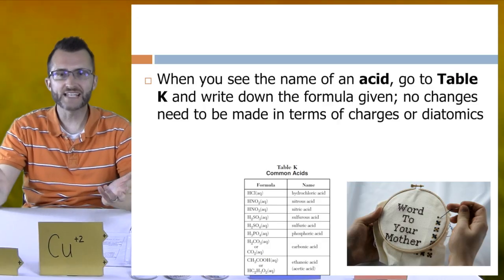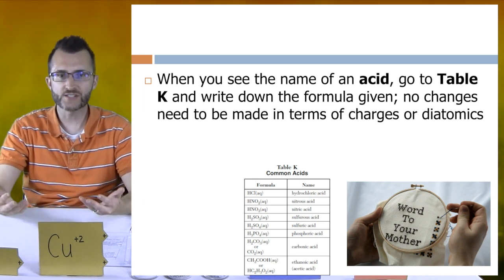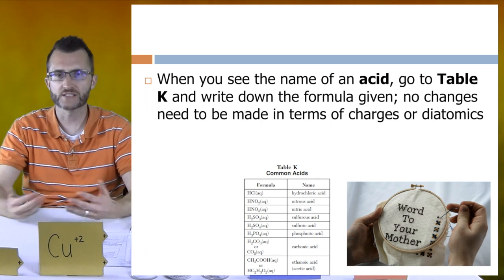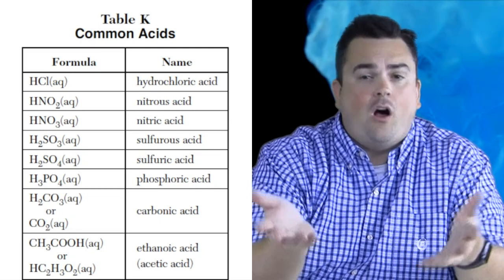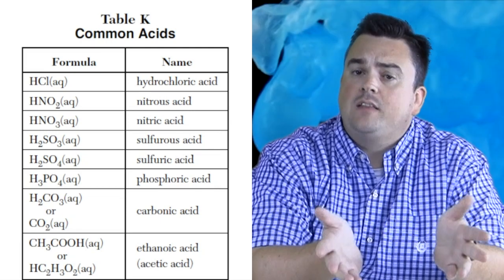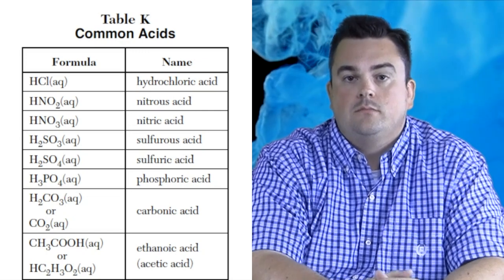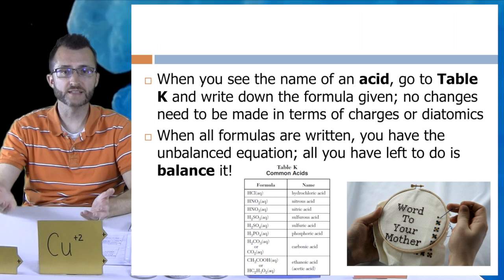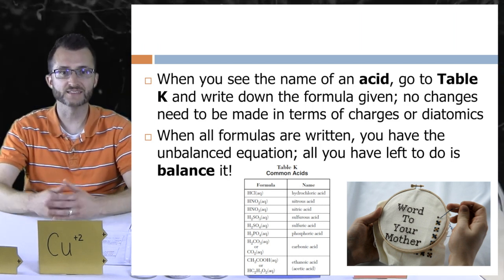When you see the name of an acid, go to table K and write down the formula given. No changes need to be made in terms of charges or diatomics. So how do you know when you have an acid? It has the word acid in it. So all you have to do is go to table K. Don't overanalyze this. Go to table K, look up the name that you see, and just write down the formula. When all formulas are written, you have the unbalanced equation. All you have left to do is balance it.